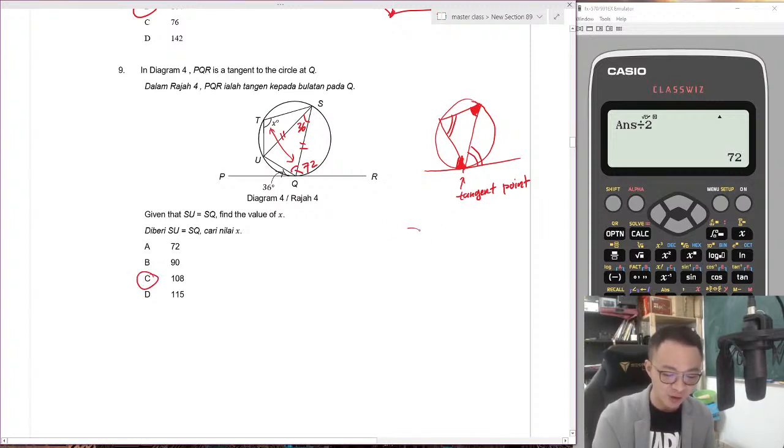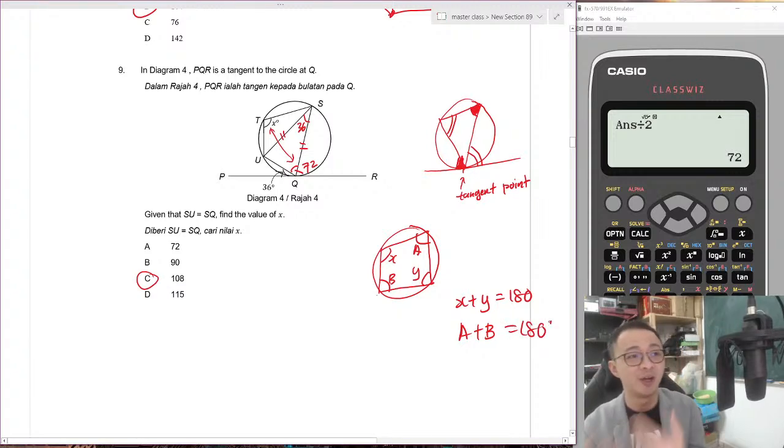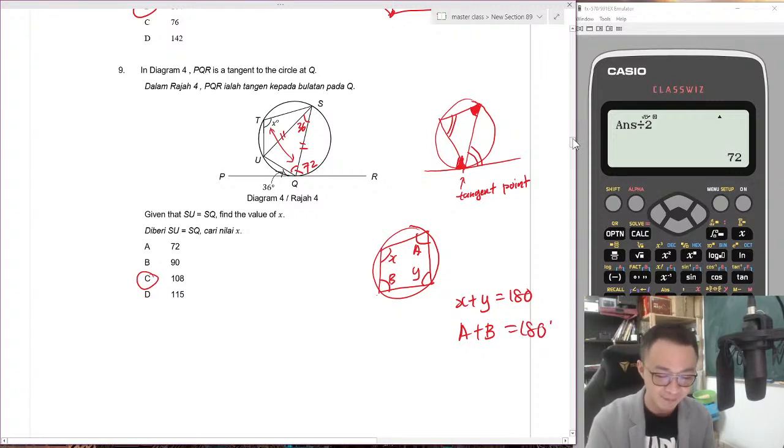Just in case you do not know what a cyclic quadrilateral is, you have a circle, and then you have the quadrilateral here. Make sure all 4 vertices touch the circumference. Then opposite angles added together must always be 180. Let's say this is A, this is B. Opposite angles added together must be 180. Remember this rule. It's going to help you get some marks easily.